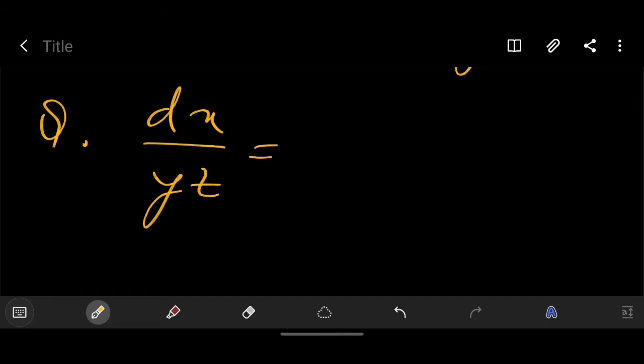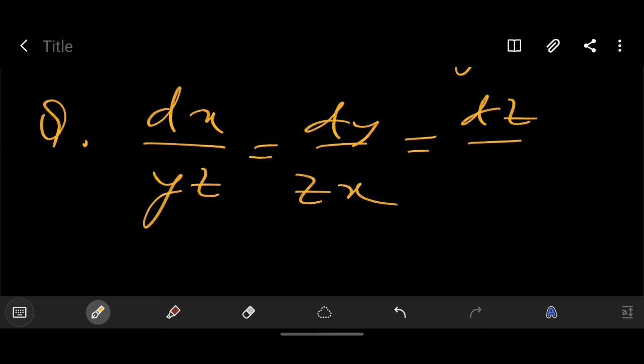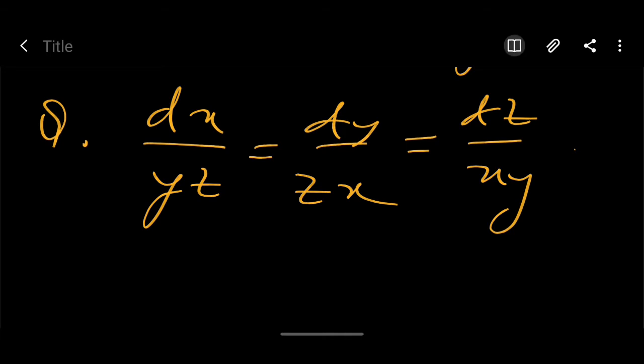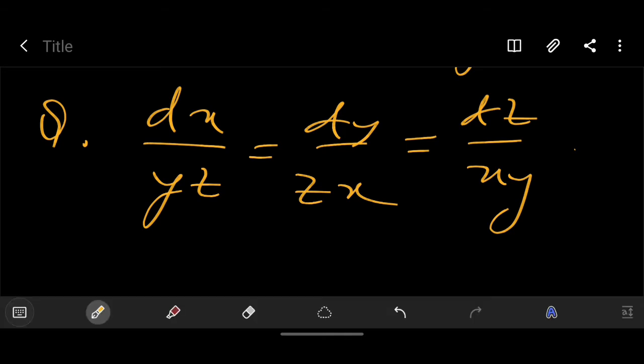Okay, now let's see one example which is more complicated than the first one. So let's say our question is to solve dx by yz equals dy by zx equals dz by xy. All right, so it seems complicated, more complicated, right? But this is not that complicated.